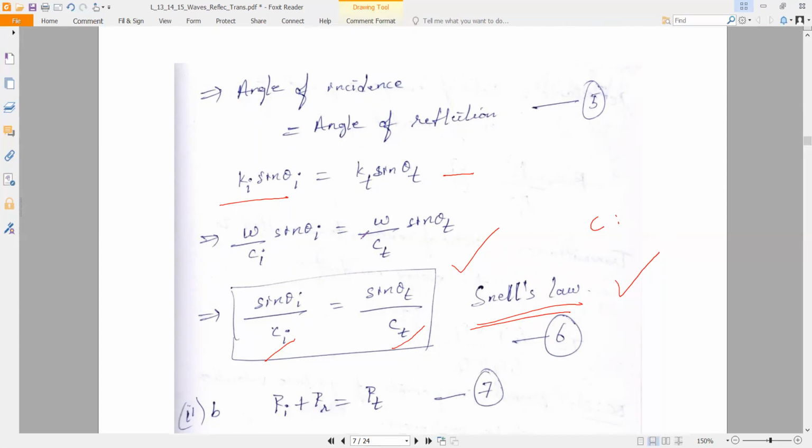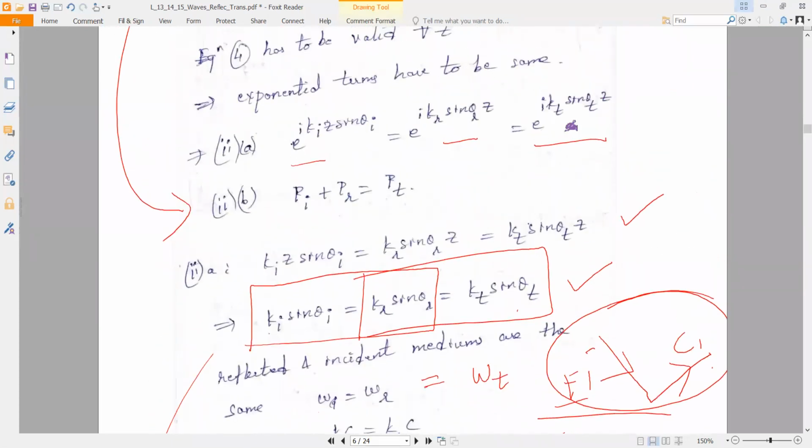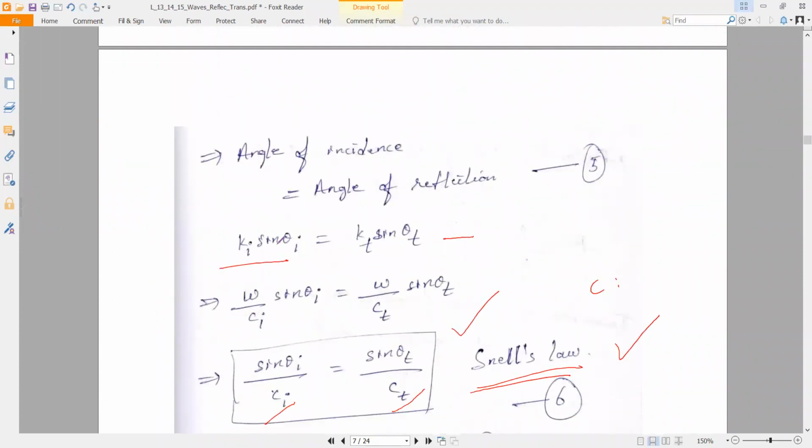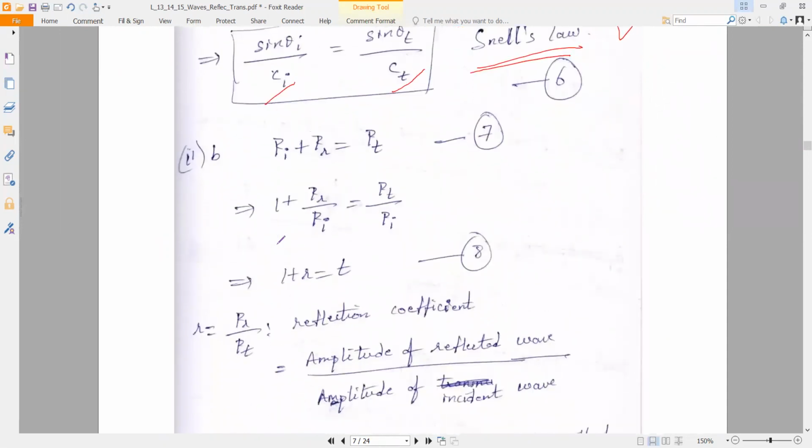Then let us continue with the same expression. After equating the phases, we have this expression, Pi plus Pr is Pt. We use this expression, and I'm going to divide either side by the amplitude of the incident wave, and I will call Pr by Pi, the ratio of the amplitude of the reflected wave to the amplitude of the incident wave, the reflection coefficient, a very standard term in wave mechanics.